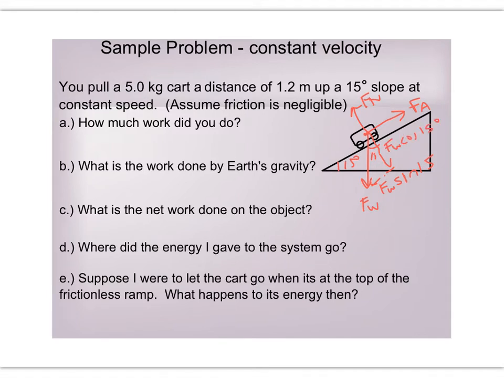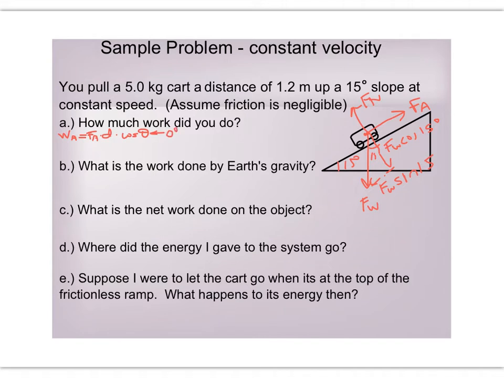So what's the work done by you, part A? Well, the work done by you can be solved by doing, well, what's the force that you supply times the distance that the cart moves times the cosine of theta. And starting with theta, that's going to be 0 degrees. It's not going to be the ramp angle. The theta is going to be the angle between which way you're pulling and which way the cart is moving, and those are in the same direction. So it's going to be the cosine of 0 degrees.